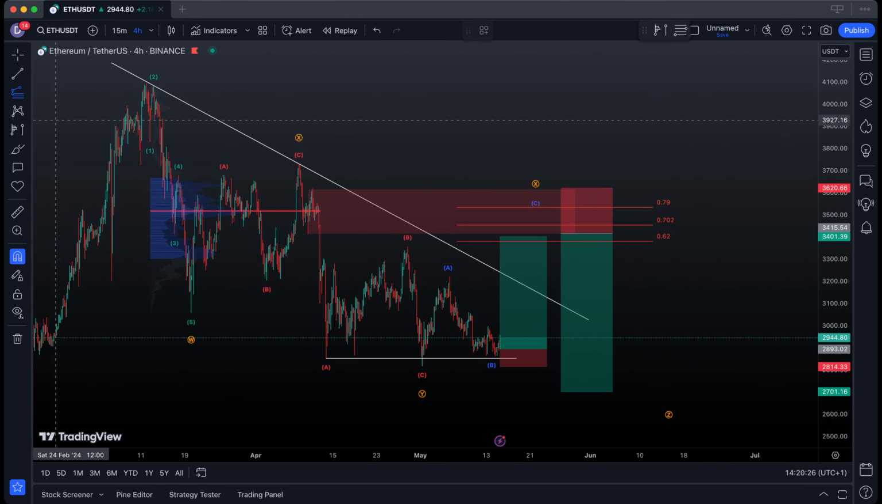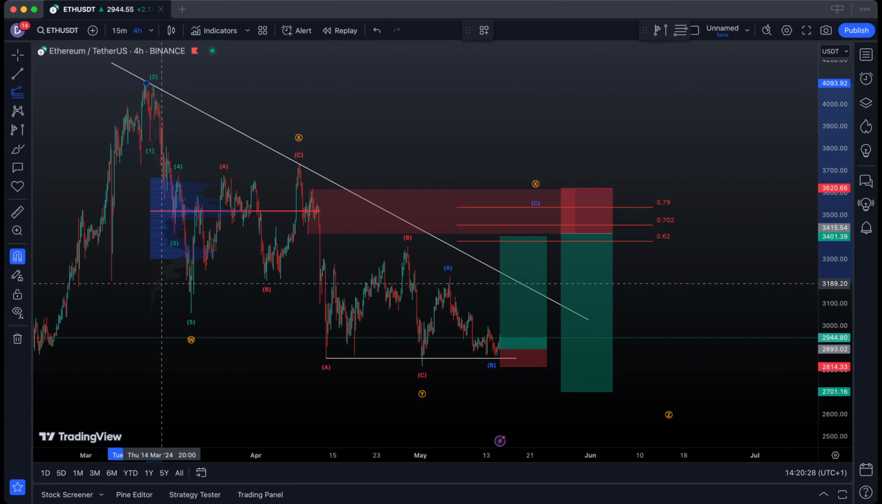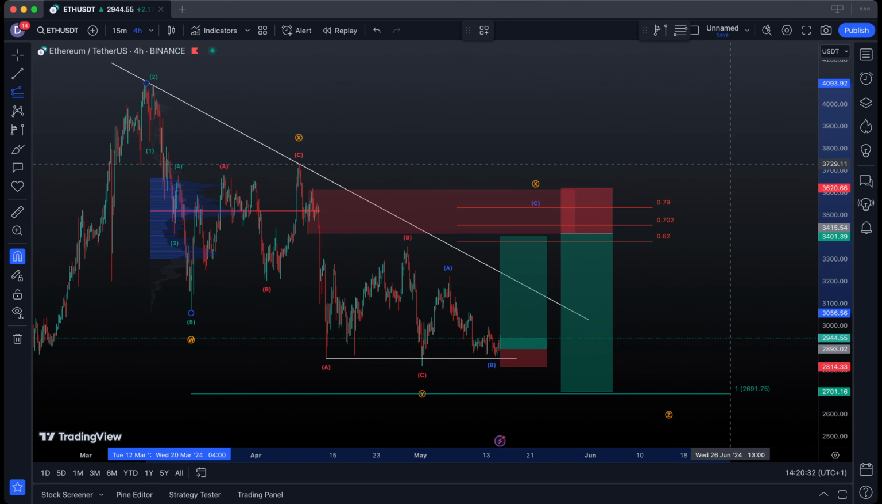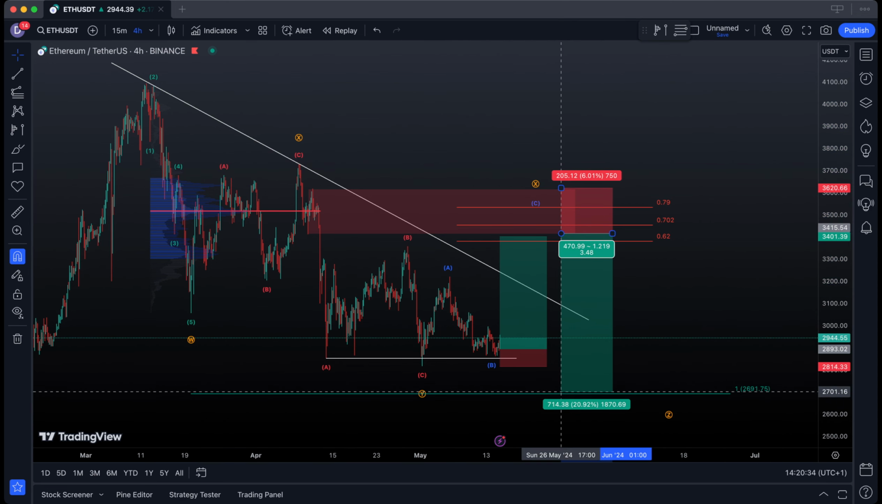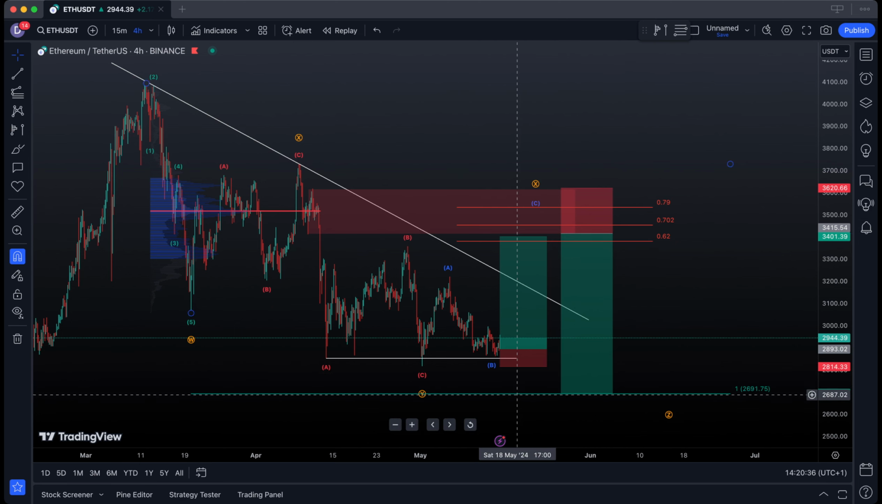One area which I'm looking at as support is potentially this one-to-one extension over here, which hasn't been hit yet. So down here at just below 2,700, we have a one-to-one extension, which could be really nice as a trade.